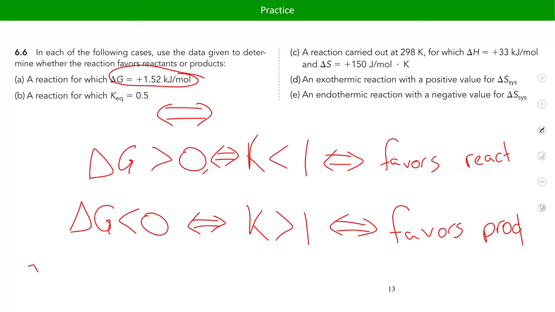So KEQ is 0.5, that's less than one, which means the bottom half of our equilibrium definition is greater than the top half, which means it favors the reactants. So if A and B both favor reactants.